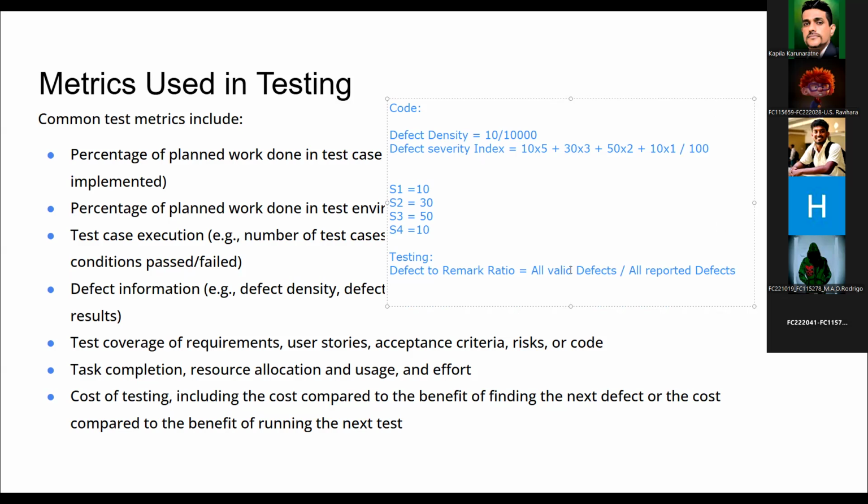Think you have reported 100 defects, but out of 100, 80 are valid, 20 are rejected because those are not valid. So then 80 divided by 100 and your defect remark ratio should be 80. So ideally, the industry standard should be 85% or above. That means you can have some certain defect rejections, but at least it needs to have some certain values which have a proper defect remark ratio.